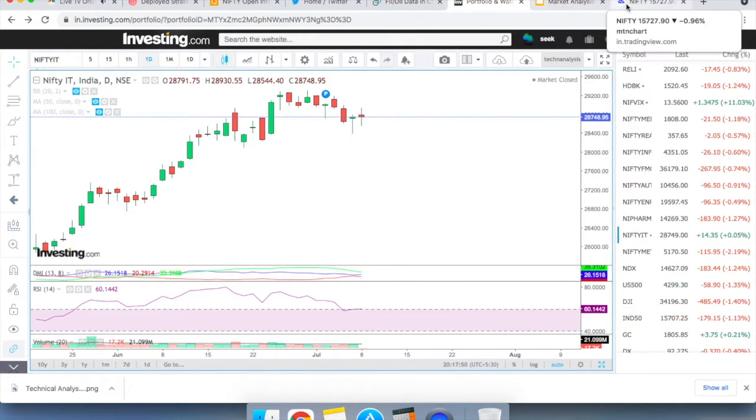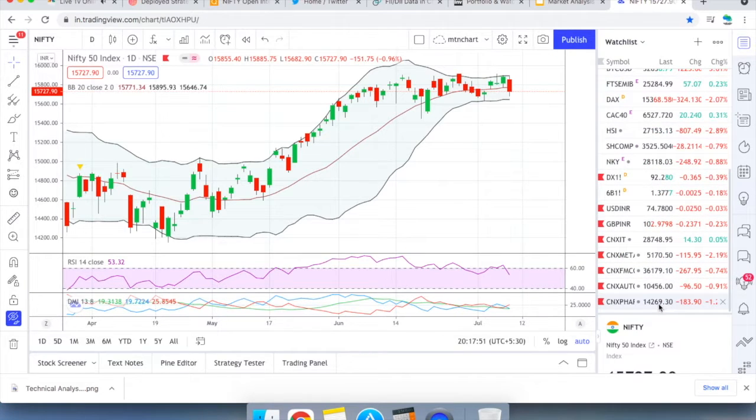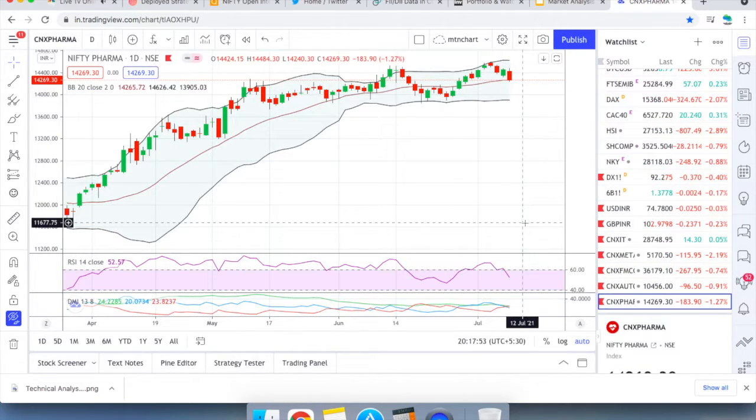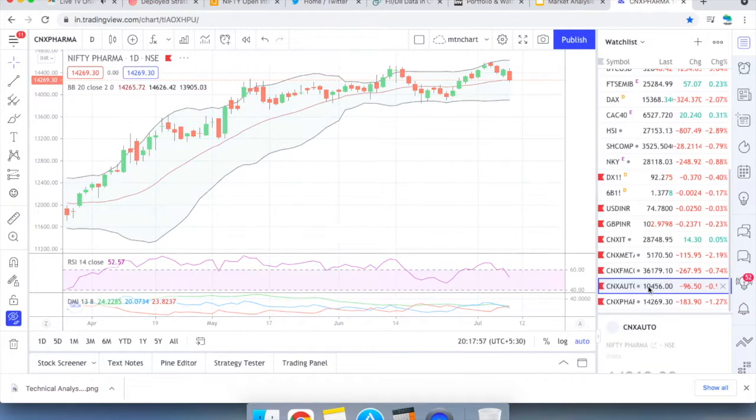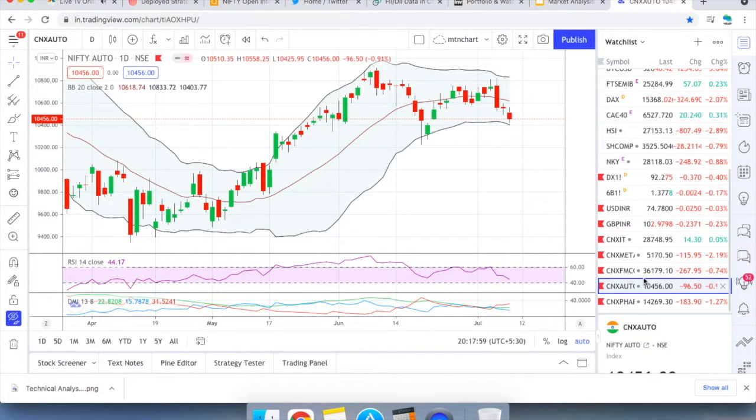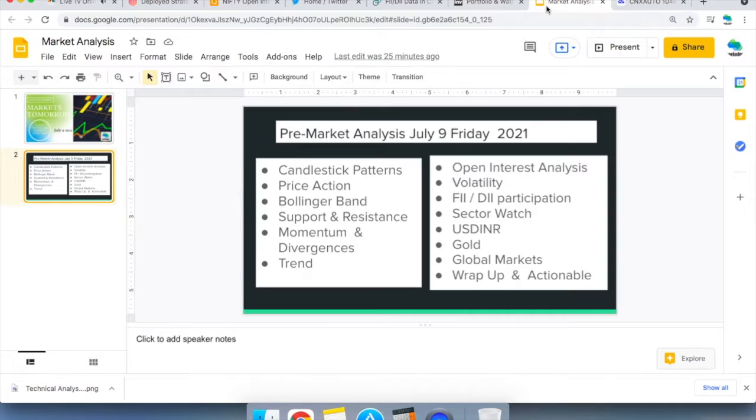So let's also look at pharma. We have been seeing pharma. Pharma has again lost momentum, right? So everyone lost momentum today. IT is the only one which just hung on, right?